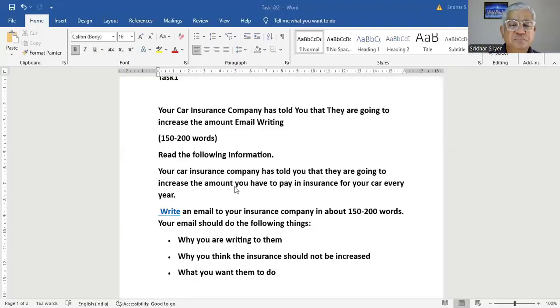Let's see, what do we have here? Your car insurance company has told you that they are going to increase the amount you have to pay in insurance for your car every year. Why are you writing to them? Why you think the insurance should not be increased? What do you want them to do?